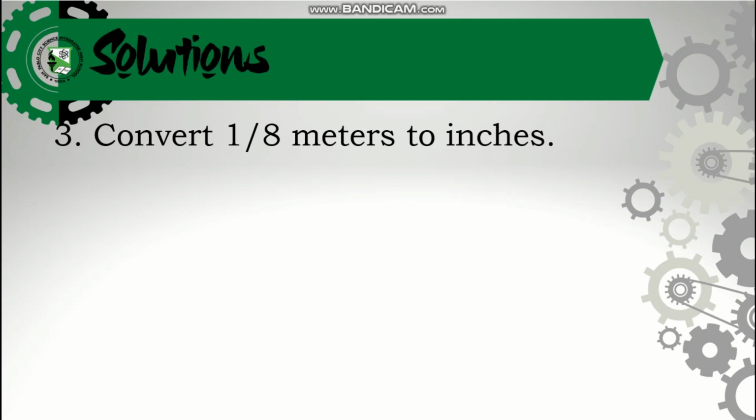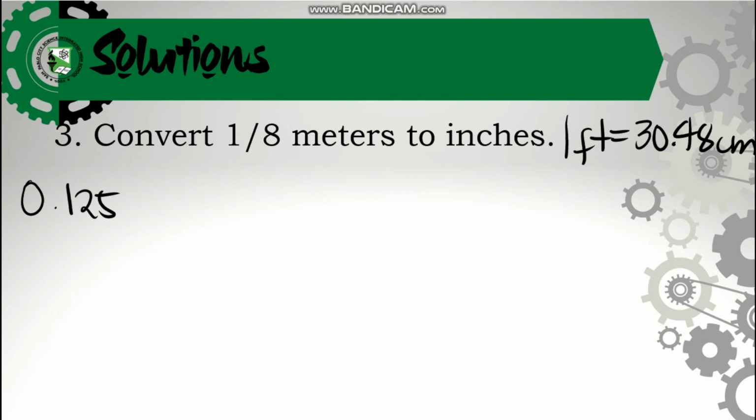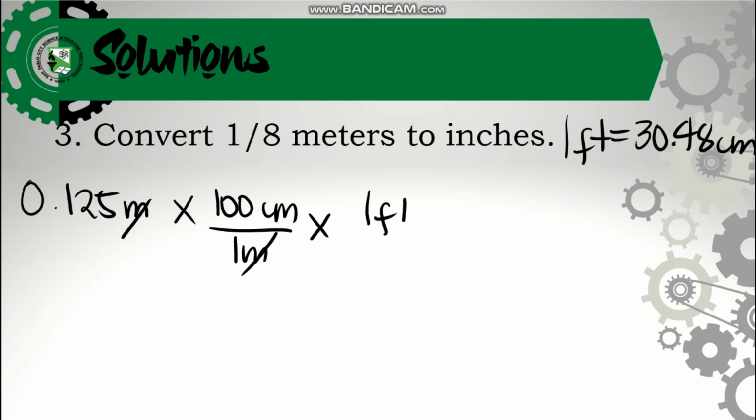We convert 1 over 8 meters, or 1/8 meters, to inches. So I have here a given conversion factor, which is 1 feet is equal to 30.48 centimeter. If you look at the question, there is a fraction. Don't worry, a fraction is not difficult. If you are confused by the 1 over 8, why not convert 1 over 8 into a decimal so that it is not intimidating to look at? When you convert 1 over 8 to decimal, we get 0.125 meters.